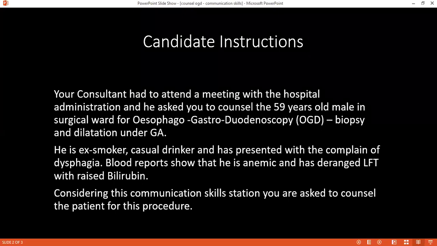Just a few seconds left. Seven seconds. Right. So if you have read and understood the communication skills station, can we begin?